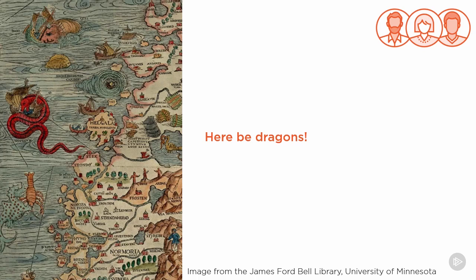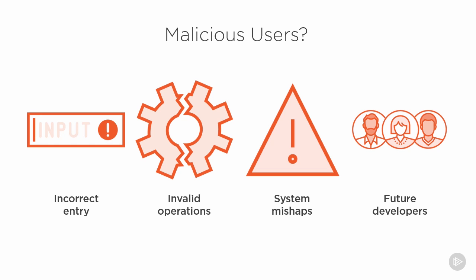We defend our code against future developers by writing clean code, which is code that is easy to read and comprehend, and by having a thorough set of unit tests to verify that any future change does not negatively impact the application's functionality. Notice that we didn't mention defending our code from malicious users.